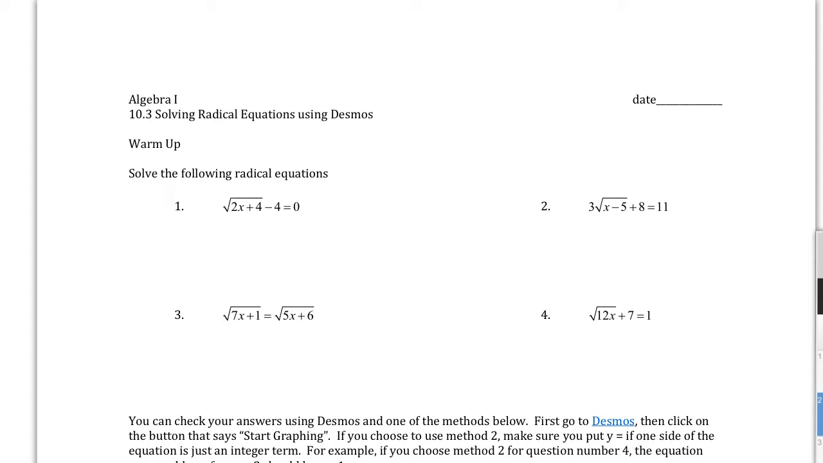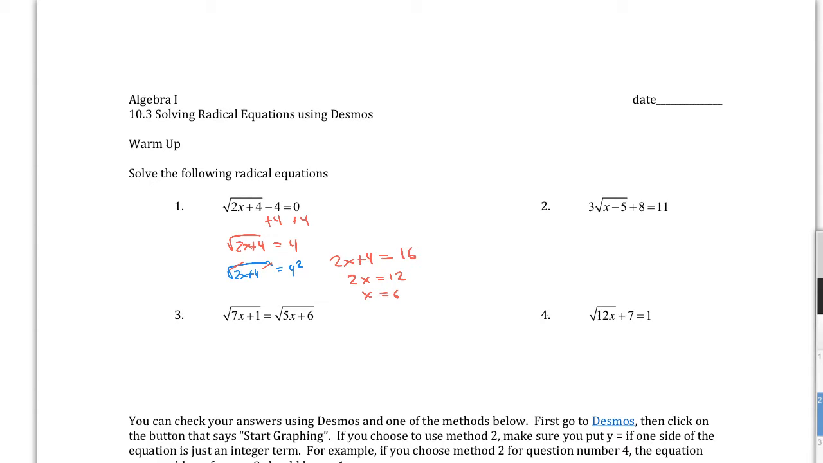So first, let's look at number 1 here. We're going to add 4 to both sides. And then we will have square root of 2x plus 4 equals 4. And now I'm going to square both sides. So I get square root of 2x plus 4 squared equals 4 squared, which leaves me with the left side, the square and the square root cancel out. So that's 2x plus 4 equals 16. And now I can just solve this like normal. Subtract 4 from both sides gives me 2x equals 12. Divide by 2 gives me x equals 6.